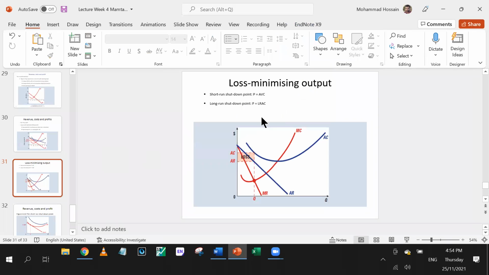Loss minimizing. At that point, the business is making a loss. Still, marginal cost and marginal revenue intersect at this point. This point is the best option that will give them the minimum loss. That's what they mean here.